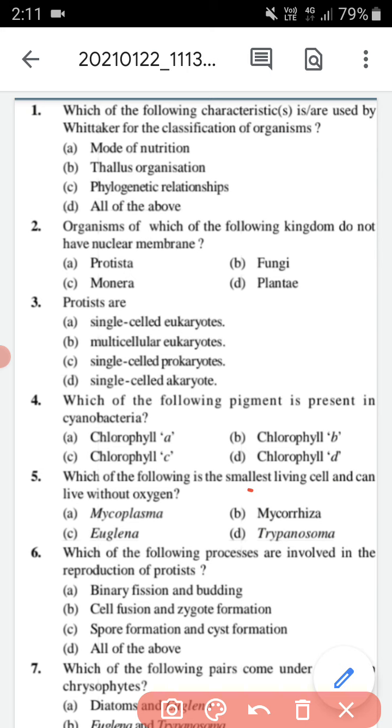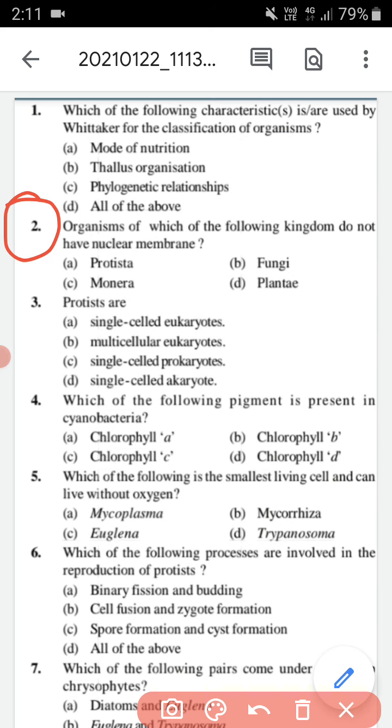So let's start our question 1 without wasting any time. Question 1 is, which of the following characteristics are used by Whittaker for the classification of organisms? Here you can see four options are given. First is mode of nutrition, second is thallus organization, the third one is phylogenetic relationship, and the fourth one is all of the above. So the correct option is all of the above. All three methods are used by Whittaker for classification of organisms.